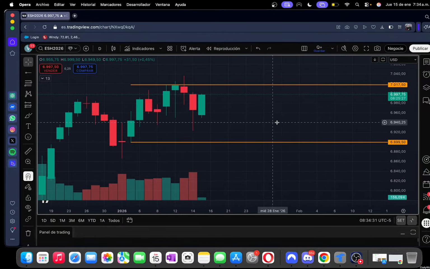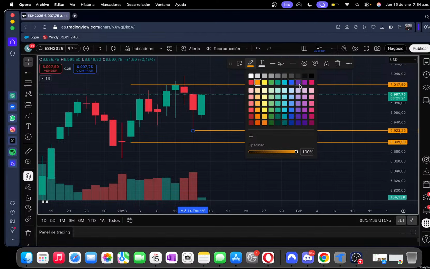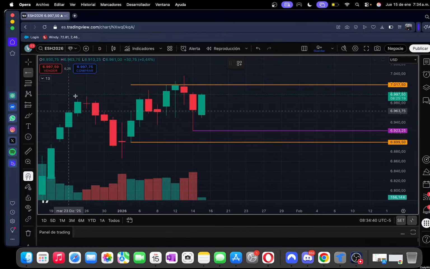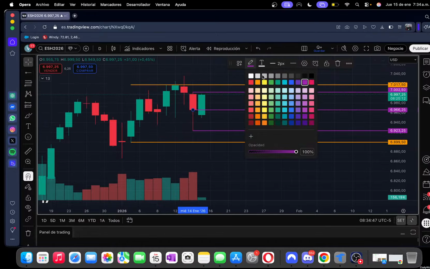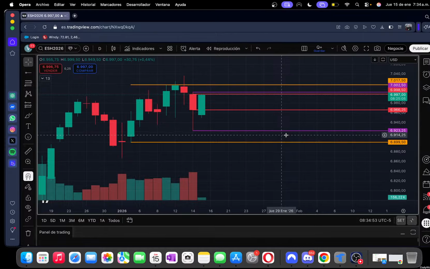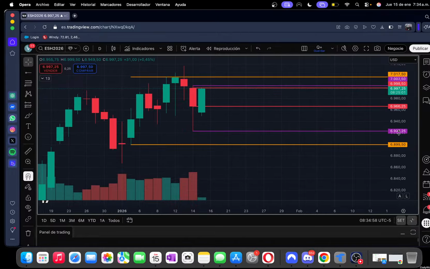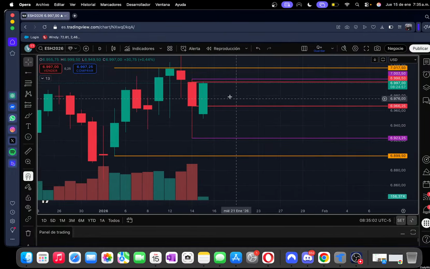Right, so on the daily time frame, the first thing I'm going to do, I'm going to mark the previous day, the previous low. I'm going to mark the previous high. I'm going to mark the open here. And the close here. Okay. So from the daily, I don't see any visible hot box.